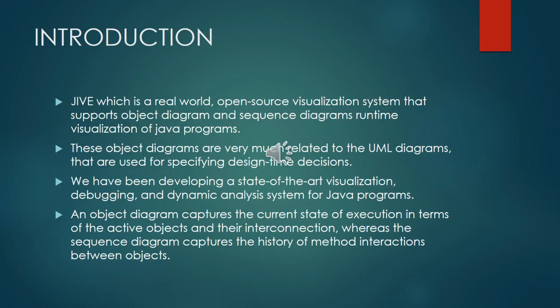An object diagram captures the current state of execution in terms of active objects and their interconnection, whereas the sequence diagram captures the history and the method of interactions between the objects.